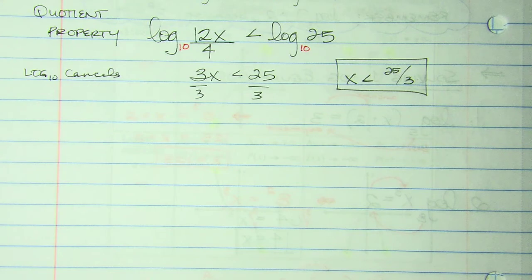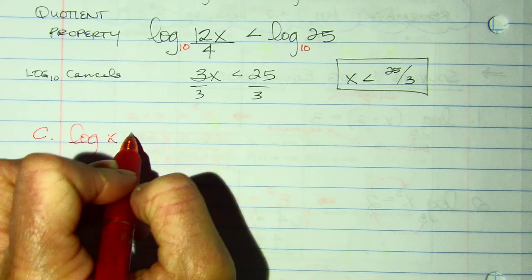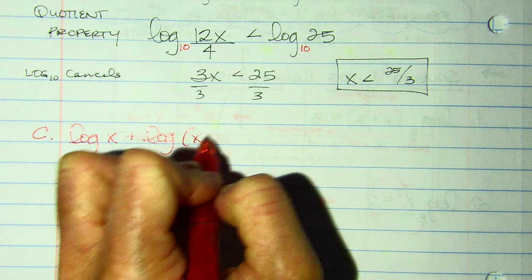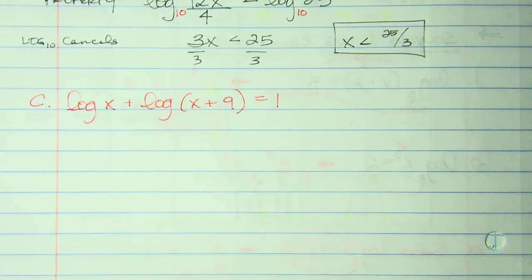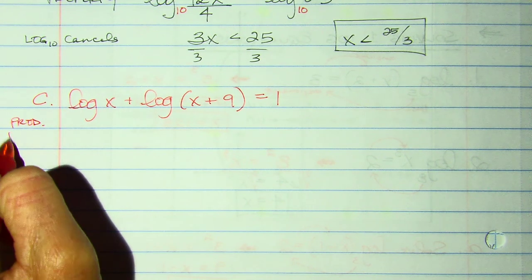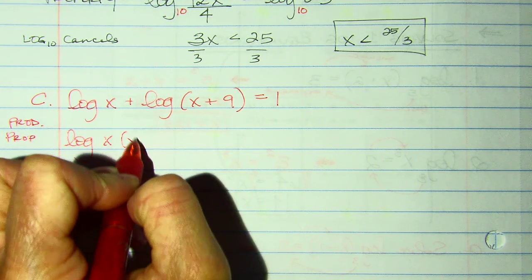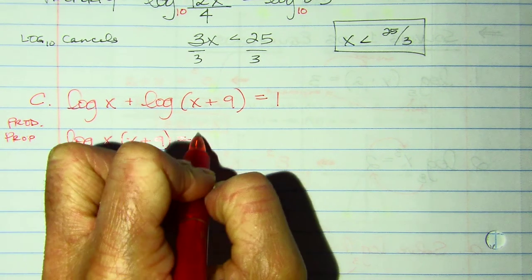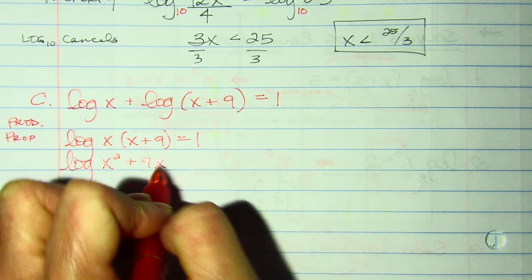So let's go back to our lesson practice, and we're going to work on parts C, D, and E. So part C. If I have the log of x plus the log of x plus 9 equals 1. Okay, so for this one, because I have a plus sign, I'm using the product property. So I have log of x times x plus 9 equals 1. And then I'm going to distribute, so log of x squared plus 9x equals 1.